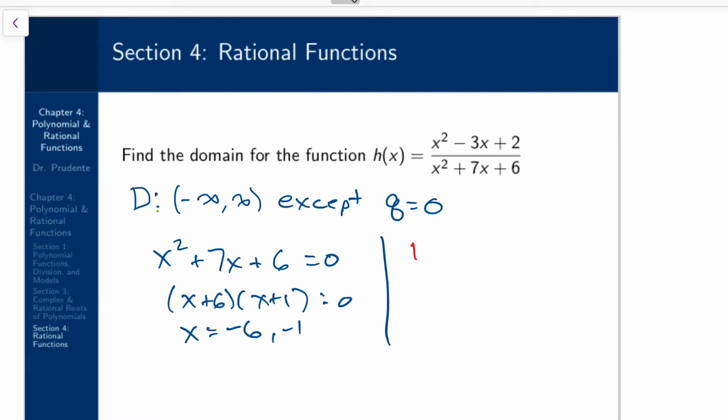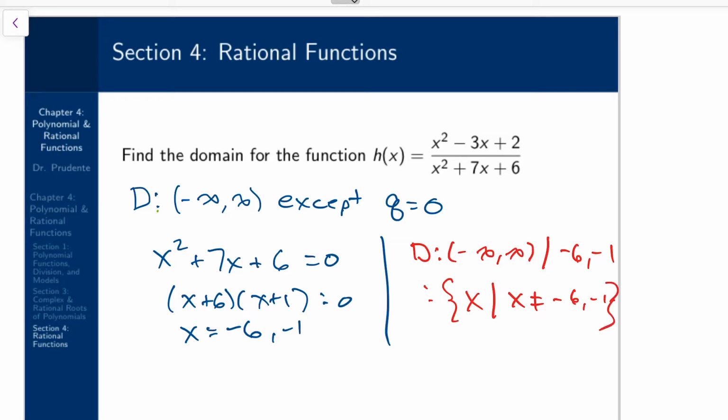So our actual solution is going to be the domain of all real numbers, negative infinity to infinity, except negative 6 or negative 1. One way we can write that is the set of all x such that x is not equal to negative 6 or negative 1. We want all the x except those two values.